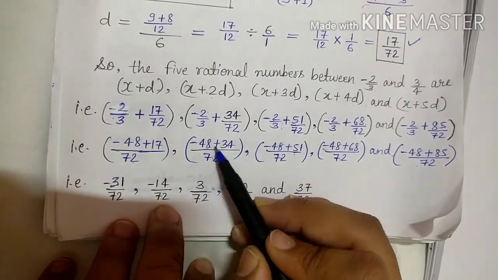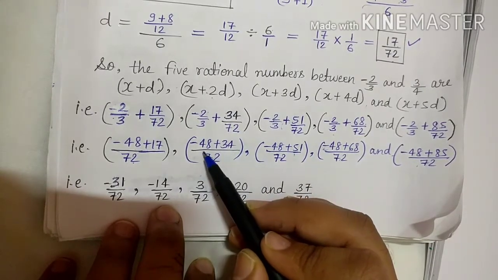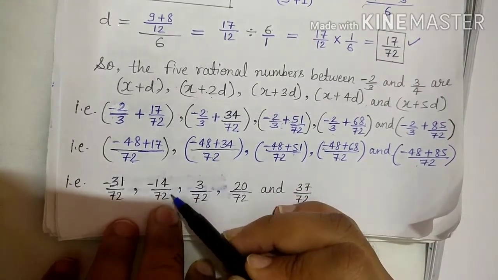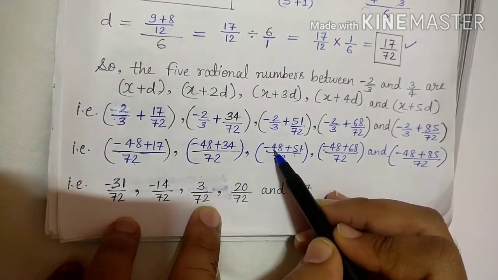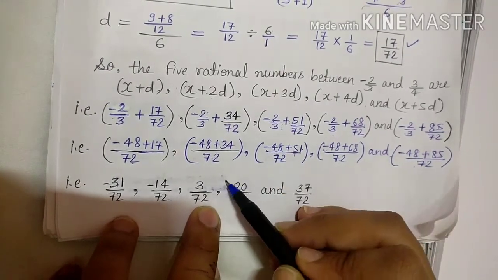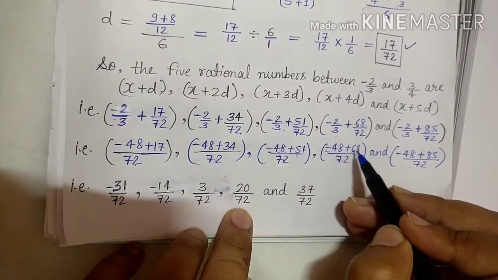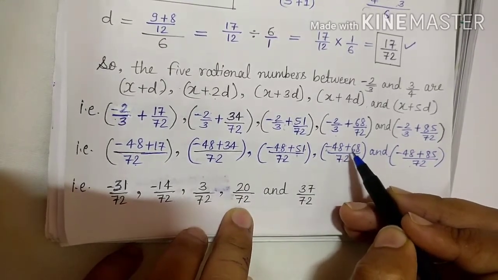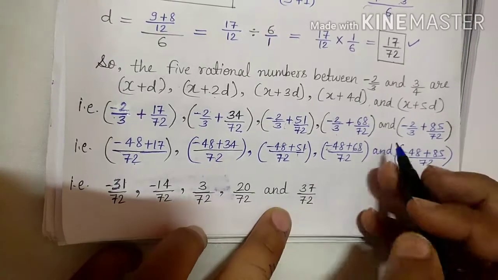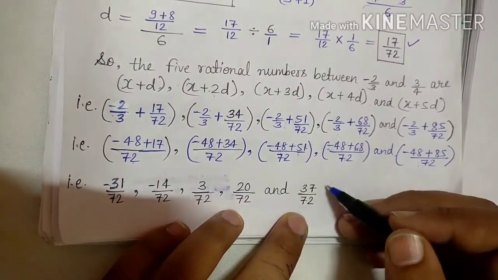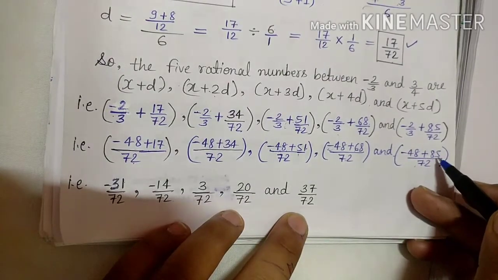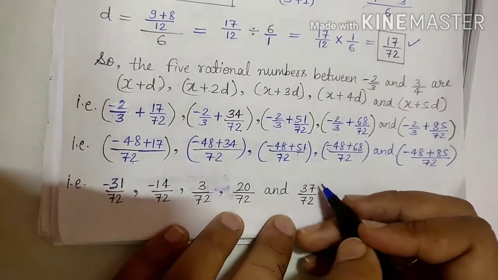Then minus 48 plus 34, minus plus again minus. So 48 minus 34, minus 14 upon 72. Then minus 48 plus 51. Here 51 is greater than this. So the answer will come in positive. So 3 upon 72. Then minus 48 plus 68. It means minus plus minus only. 68 minus 48, 20 upon 72. At last minus 48 plus 85. Again 85 minus 48, 37. And the sign will come of plus, because 85 is greater than 48. So it comes 37 upon 72.